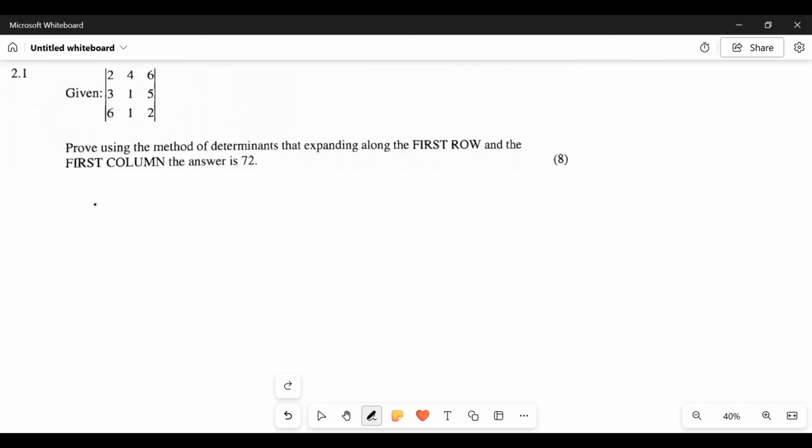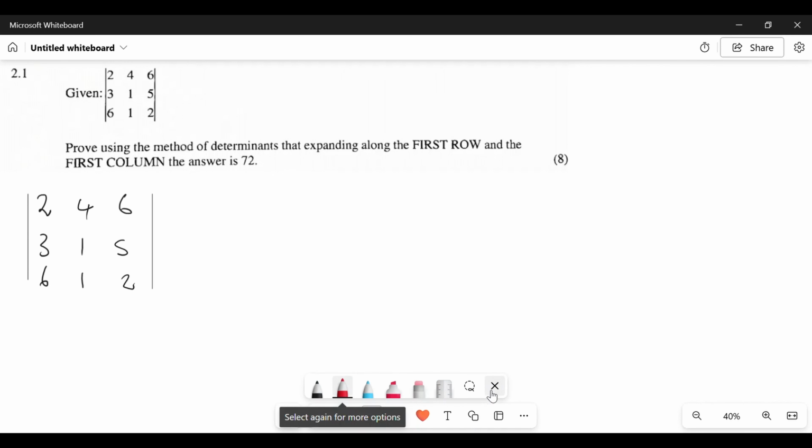So I'm going to start with the first row, and then we do the first column. I have to copy this matrix again. In the first column, we have 2, 3, 6. And then we have 4, 1 and 1. And the last one, we have 6, 5, 2. This time around, guys, they chose for you which column and which row to use. So we start with the first row.